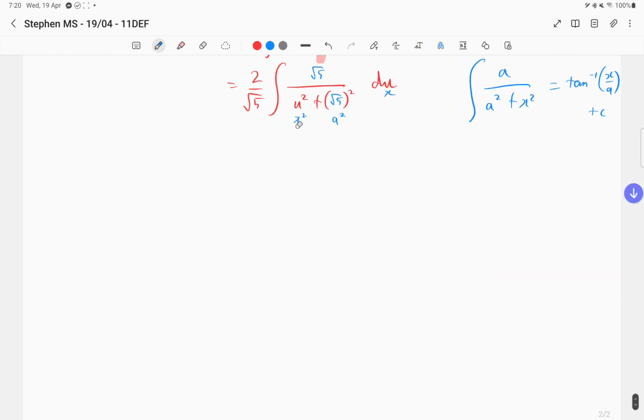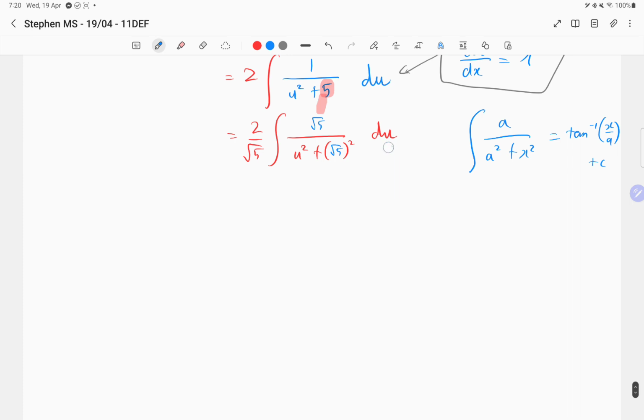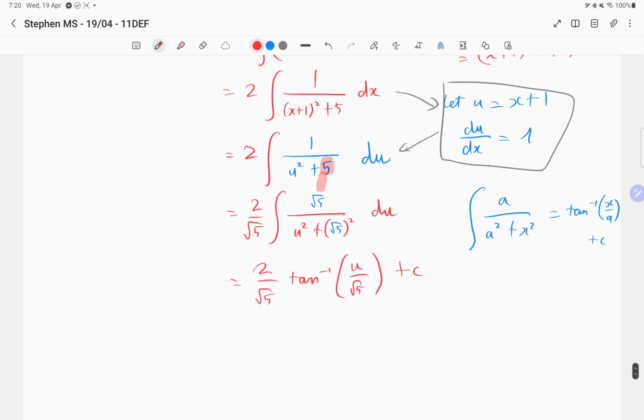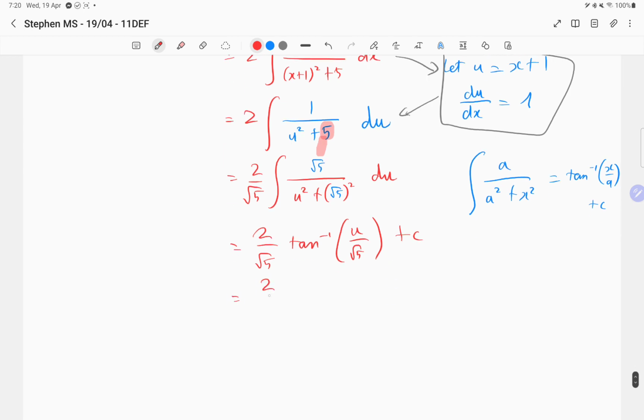All right. So that's why you get it to that form, and then you can just antiderive it. So that'll be 2 over square root 5 of inverse tangent u over root 5 plus c. And what is u? x plus 1. So that will be 2 over root 5 of inverse tangent x plus 1 over square root 5 plus c. Is this like a build on from the last chapter?